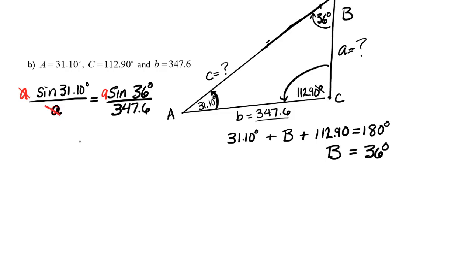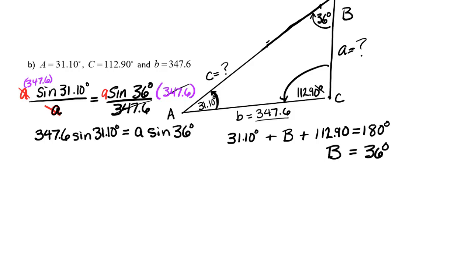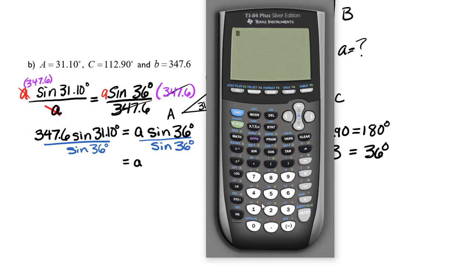I'm going to multiply both sides of my equation by A, and that will allow me to clear the fraction on the left side. Then I'm going to multiply both sides by 347.6. And when I rewrite this, I should have 347.6 sine of 31.10 degrees equals, remember the 347.6 on the right side divided out, and I get A sine of 36 degrees. Now I just divide both sides by sine of 36 degrees. And I'm left with A is equal to whatever this comes out to in my calculator.